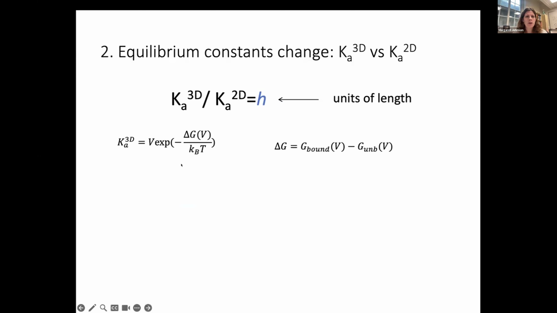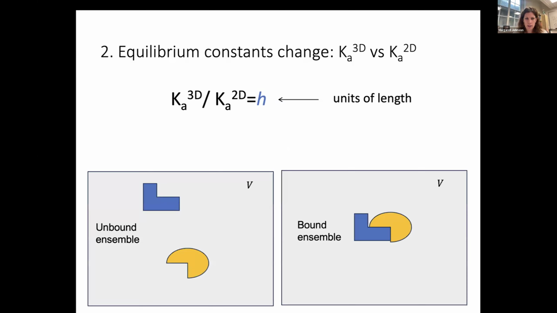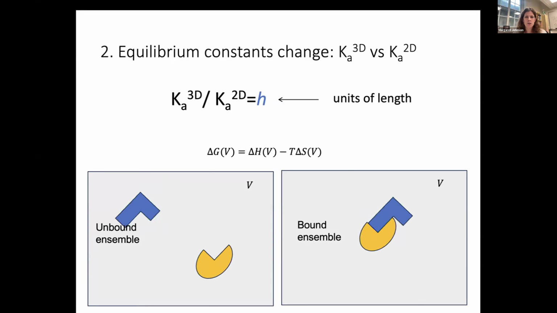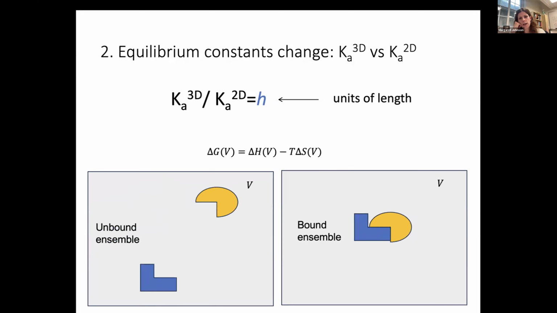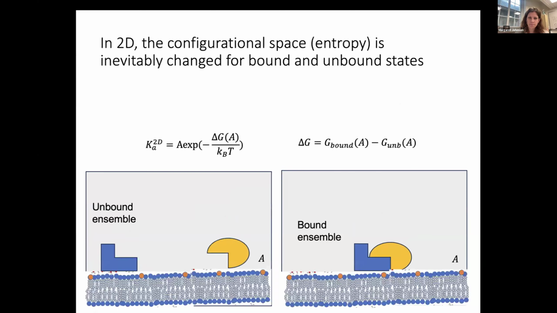So just to say a little bit about this, it's the same for the rate. If you remember from your thermodynamics or physical chemistry class, your equilibrium constant is proportional to the Boltzmann weighted free energy, and the volume that you measured this pairwise binding and unbinding interaction in. So if you think about what changes, this is an illustration of binding. You have an unbound ensemble and a bound ensemble, and you want to know the difference in free energy. There's an enthalpic contribution, there's an entropic contribution. And so what happens to these contributions when you move these components to the 2D surface?